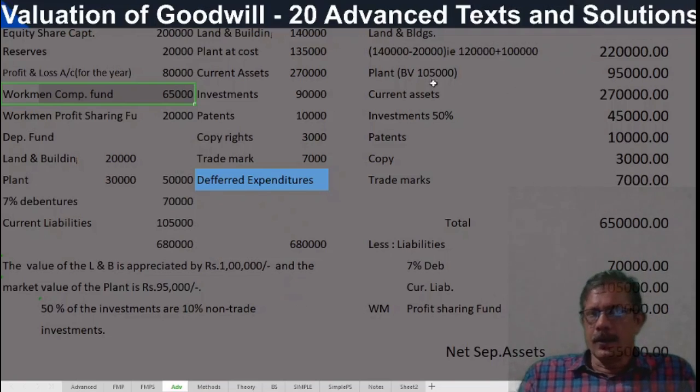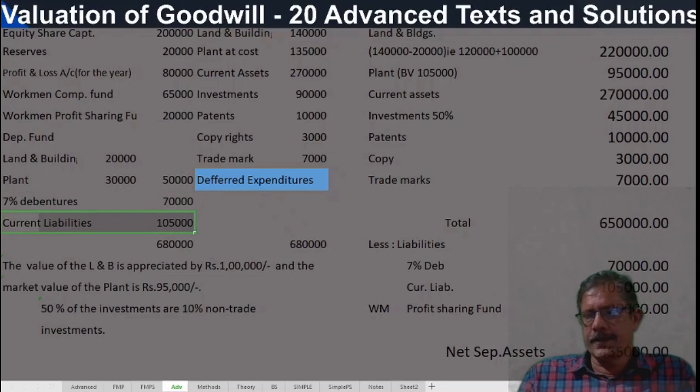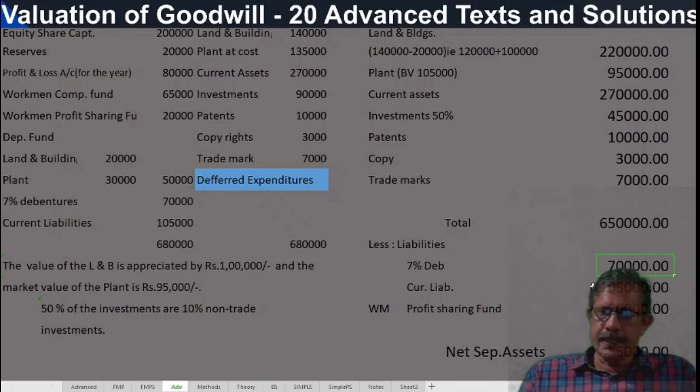So here, all the assets taken over, all the assets revalued will be considered, and from those deduct third-party liabilities. These are all the third-party liabilities: current liabilities, workmen profit sharing fund, 7% debentures. Depreciation fund is deducted from here. These are all third-party liabilities. Third-party liabilities deducted, we get the net separable assets.